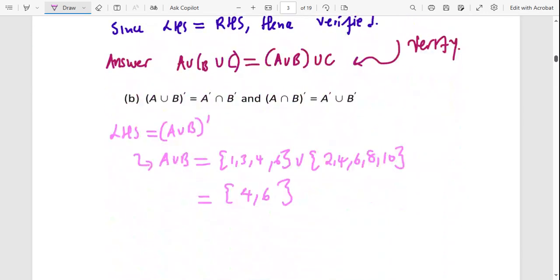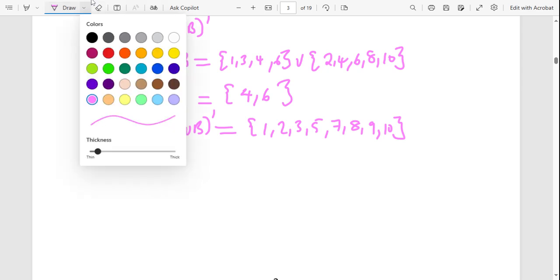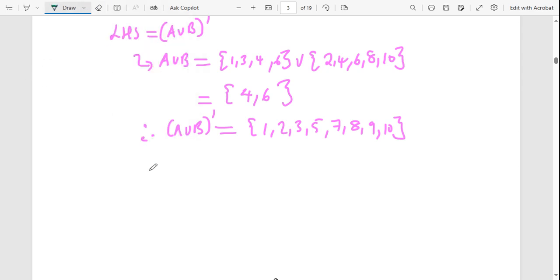1 up to 10. So therefore the complement now, A union B complement is going to be all the elements from 1 up to 10 except 4 and 6. So that will be 1, 2, 3, 5, 7, 8, 9, and 10. So that's on the left hand side. The right hand side is A complement intersection B complement.